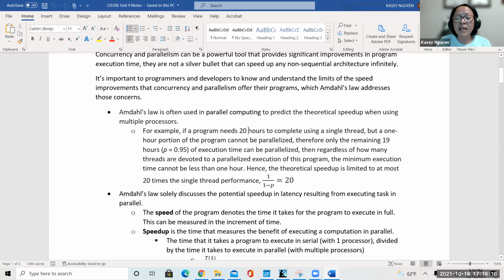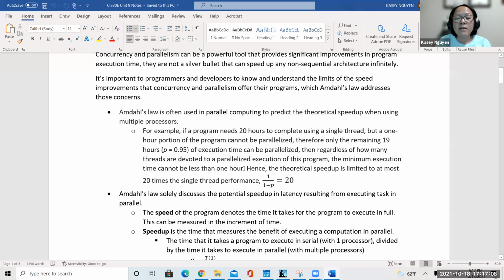So the example here says that if you need 20 hours to complete one single thread, let's say that's what the computer would take to be able to execute it sequentially. But 1 hour portion of the program cannot be parallelized. So the remaining 19, which is 95%, can be parallelized. We always assume that we know that there's not 100% of your program that can be parallelized, but there will be about 5% that's going to be sequential. Okay. And regardless of how many threads you can really dedicate to the parallelized execution, the minimum execution time cannot be less than 1 hour, that 5%.